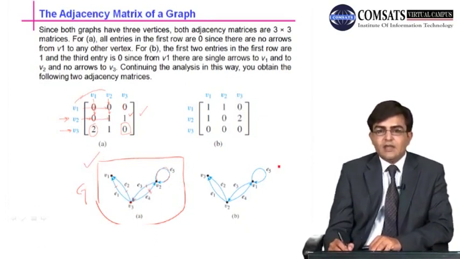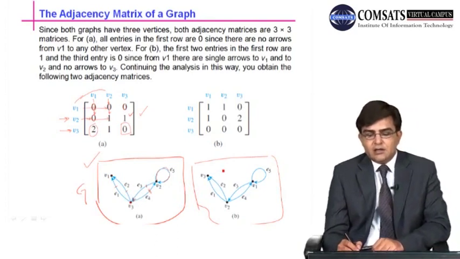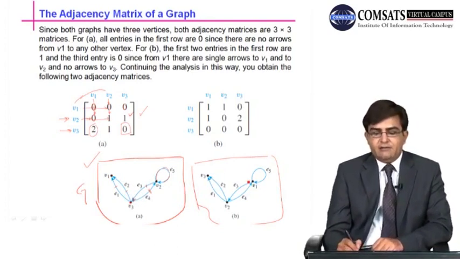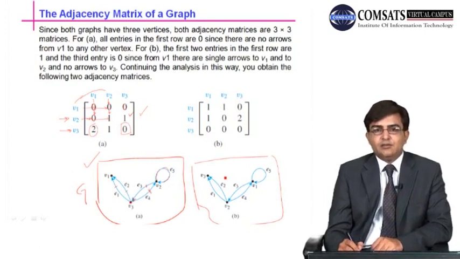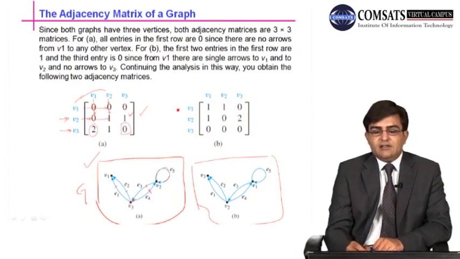Similarly, now we have to calculate the adjacency matrix for this graph. First of all, you have to check how many vertices are there in this graph. We have V1, V2, V3. There are 3 vertices in this graph. Therefore, the adjacency matrix has 3 rows and 3 columns. So we write here V1, V2, V3. Here V1, V2, V3. These V's correspond to rows, and these V's correspond to columns of that matrix.